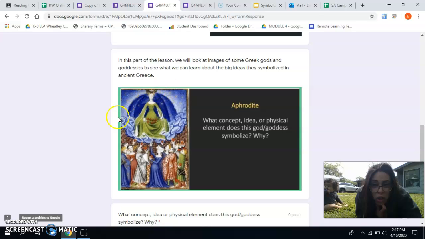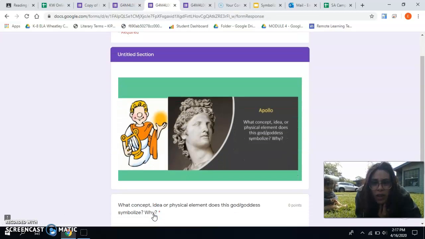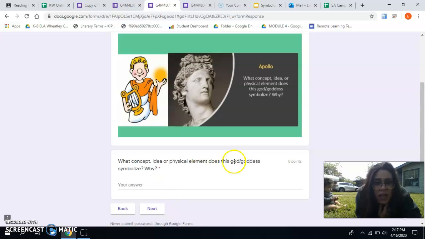So what you're going to do is look closely at this picture, and ask yourself, what concept, idea, or physical element does this god or goddess symbolize? So you pay attention and look at it really closely, and then you're going to write it down. So you can say, I think this goddess represents love. I think this goddess represents being a queen because she's standing up there. Whatever you need to do, and then you're just going to answer the question, and then you're going to do more of them. So you're going to read them and tell me, what do you think that they represent?